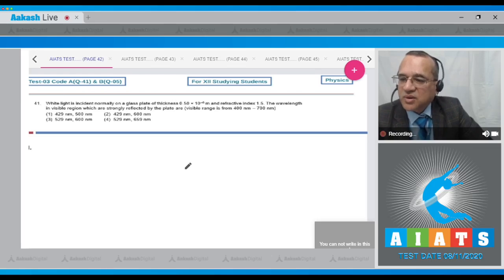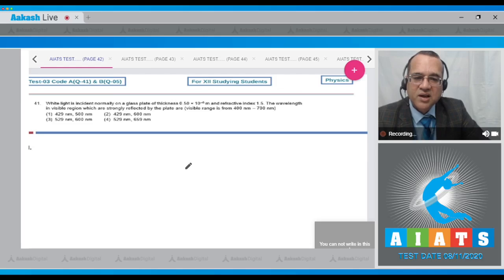Let's go to question number 41. White light is incident normally on a glass plate of thickness 0.5 × 10^-6 meter with a refractive index of 1.5. The wavelengths in the visual region which are not strongly reflected by the plate are... The range of the visual is from 400 nanometer to 700 nanometer.